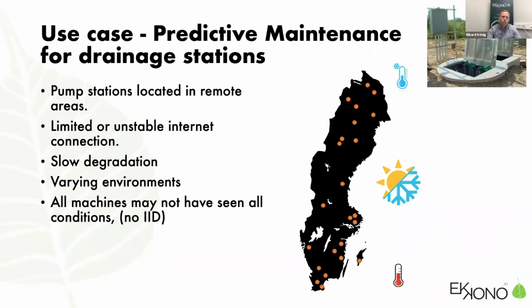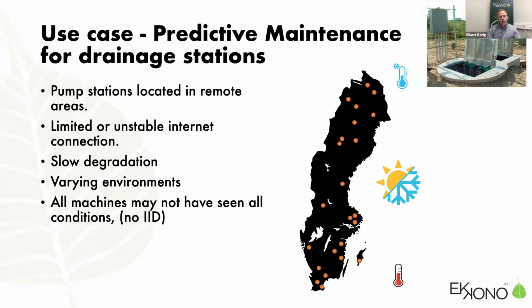So some typical use cases or ideas of how to use it. One idea could be to do it for predictive maintenance of drainage stations. You have pumps that need to drain sewage in different parts of the country. In this case, we have Sweden. And they're often remotely located, and you will have a very limited internet connection. The pumps and the sewage system will have a slow degradation. So it will take a long time to get the data that you need to actually learn something.